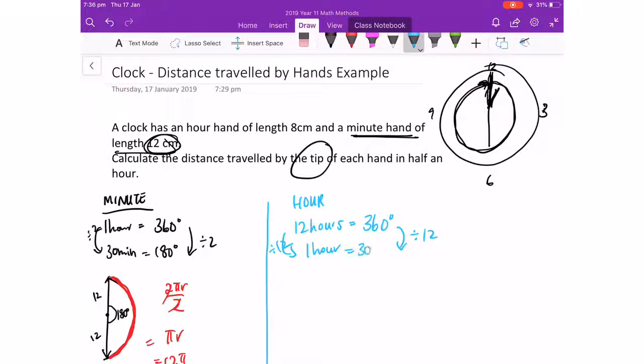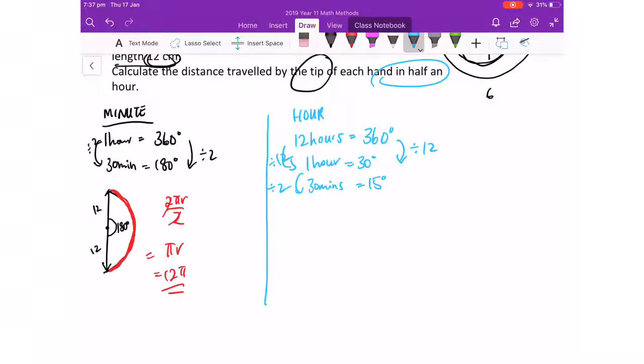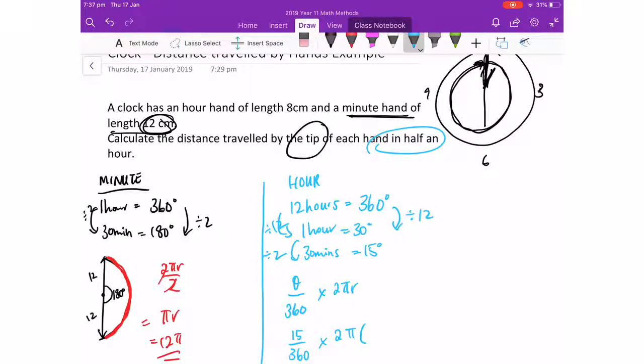So it takes 30 degrees. Sorry, 30 degrees. So in this case, I want to find out in half an hour, so I'm going to halve that. So in 30 minutes, divided by 2, it's about 15 degrees. So we're going to use that same concept I talked about a little bit earlier, theta divided by 360 times 2 pi r, because we're trying to find the arc length. The arc length is a part of the circumference. So I'm going to go 15 divided by 360 times 2 pi, and my radius in this case is not 12, but it's actually 8.